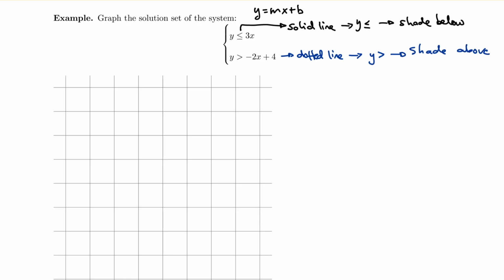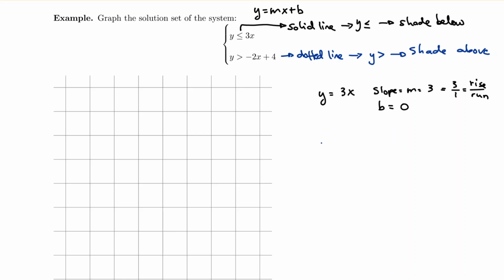Now let me write out the details of graphing this. For this one, it's going to be y equals 3x. That tells me my slope, my m, is 3, which I can write as 3 over 1 to help me see my rise over run. The y-intercept, there's no plus number. That's implied that the y-intercept is 0, because plus 0 just doesn't have to be written.